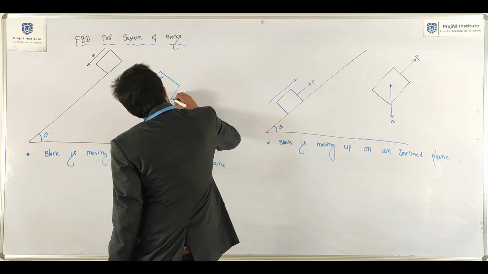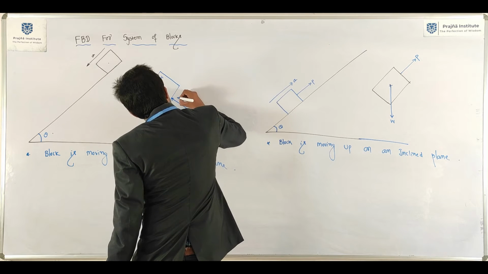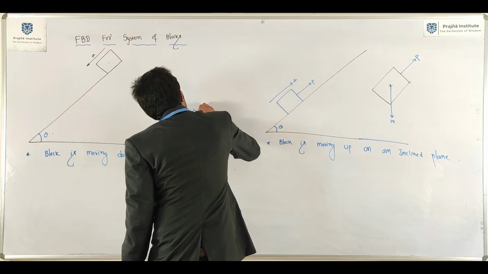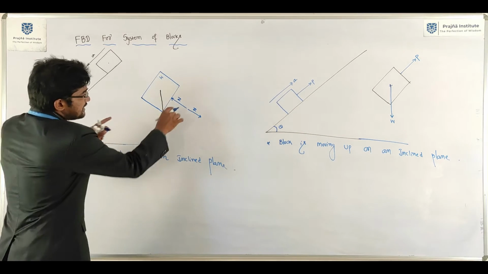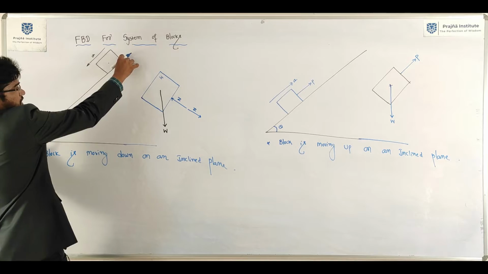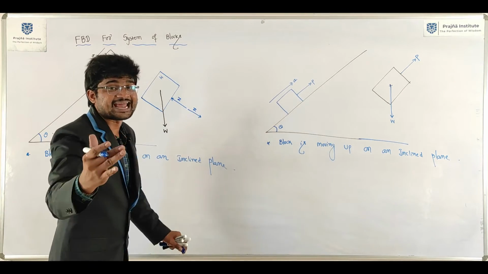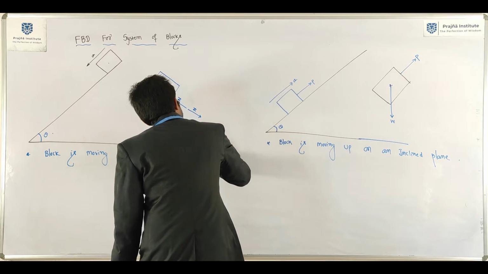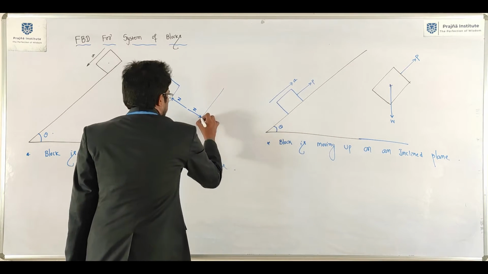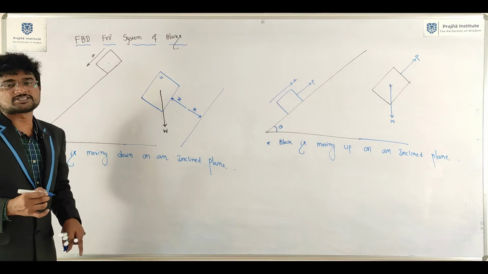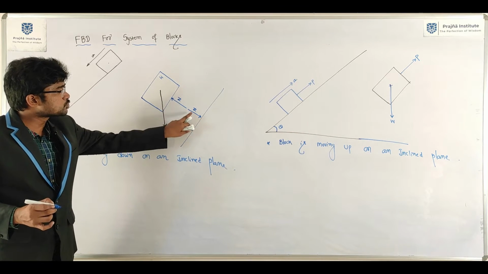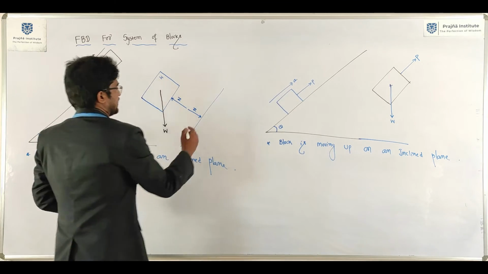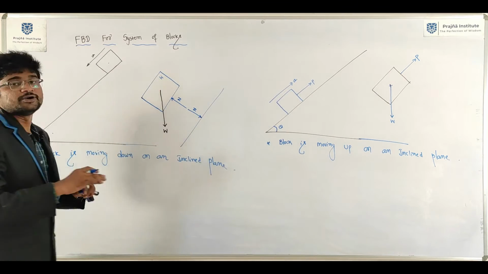Then normal reaction always acts perpendicular to the surface. One normal reaction acts on the block, perpendicular to the inclined surface. That is the definition of normal reaction. At the contact surface, two normal reactions will be acting, both equal in magnitude, unlike in nature. Okay, so no strain, no tension.